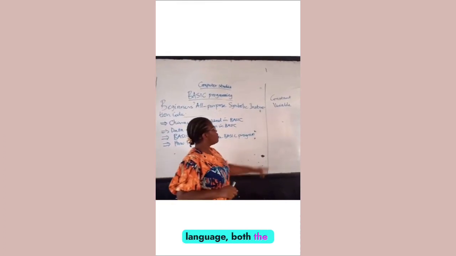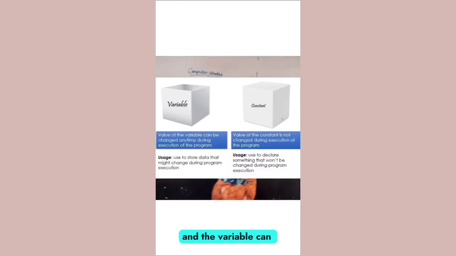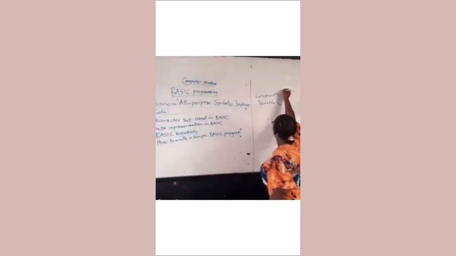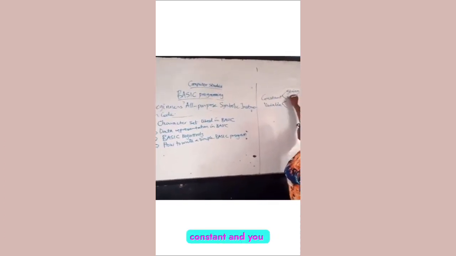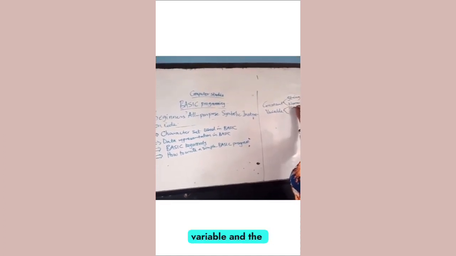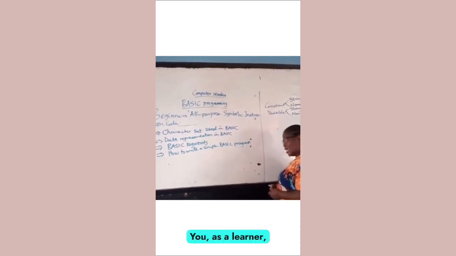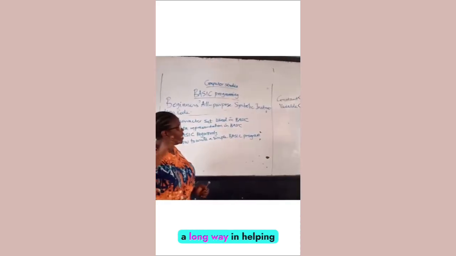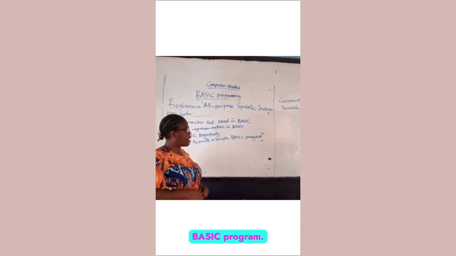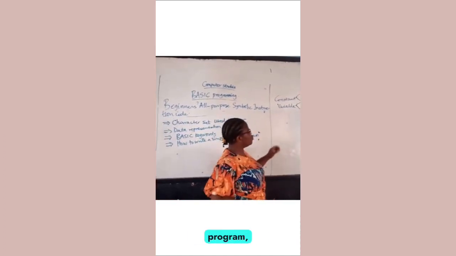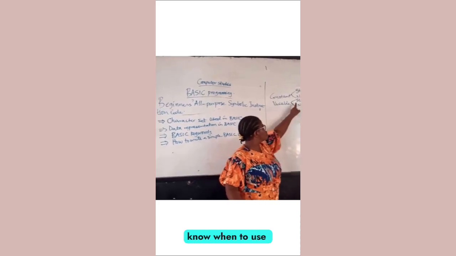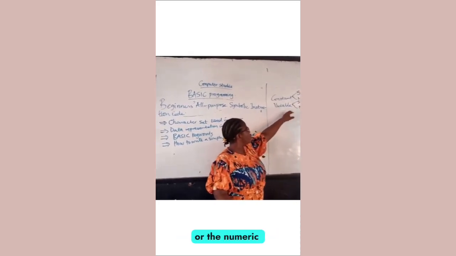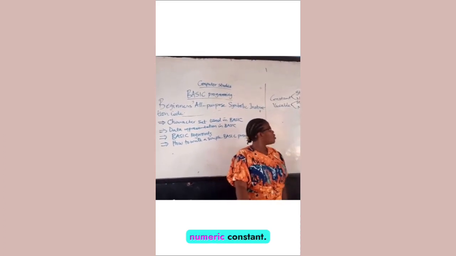Now, in BASIC programming language, both the constant and the variable can be divided into two. You have the string constant and you have the numeric constant, as well as the string variable and the numeric variable. You as a learner, knowing how to represent data in BASIC will go a long way in helping you to write your BASIC program. Because while writing a BASIC program, you should be able to know when to use the string variable or the string constant, or the numeric variable and the numeric constant.